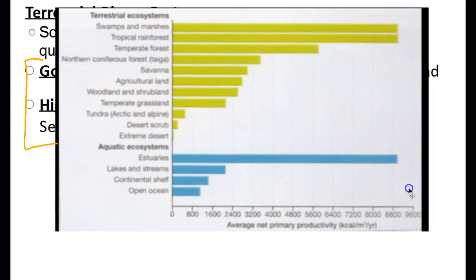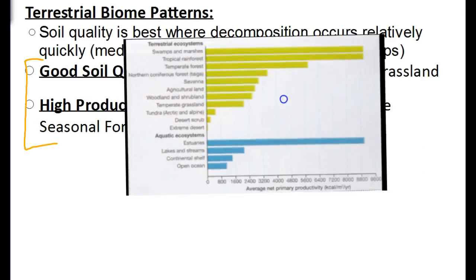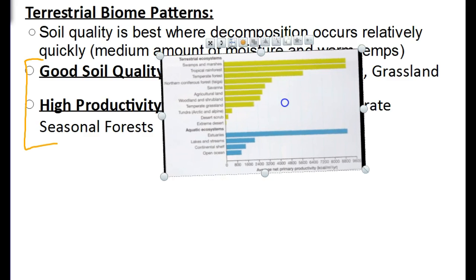Aquatic ecosystems, estuaries. These would include some of those marshes as well, right? The estuaries are going to be the most productive, and then we get lakes and streams, open ocean. So that's why estuaries are really important, along with tropical rainforests, swamps, and marshes.